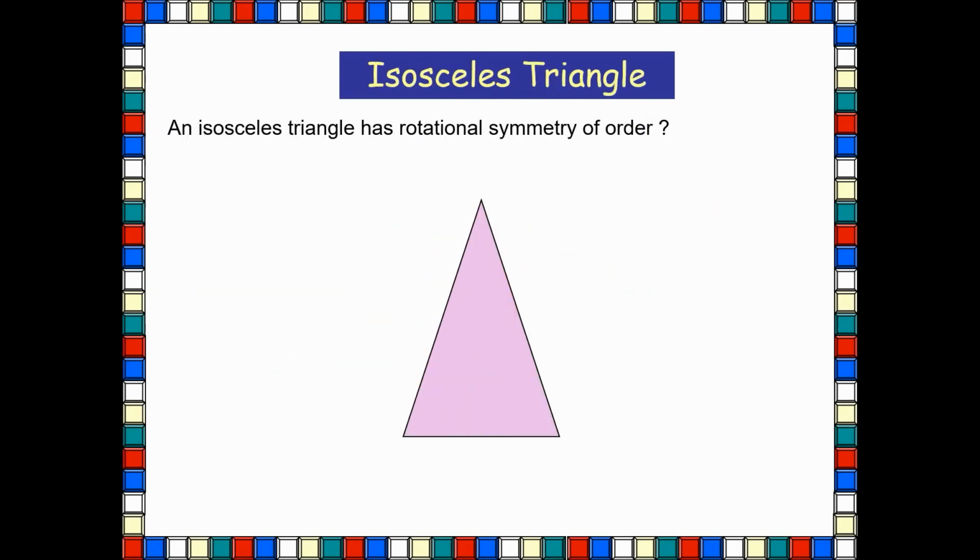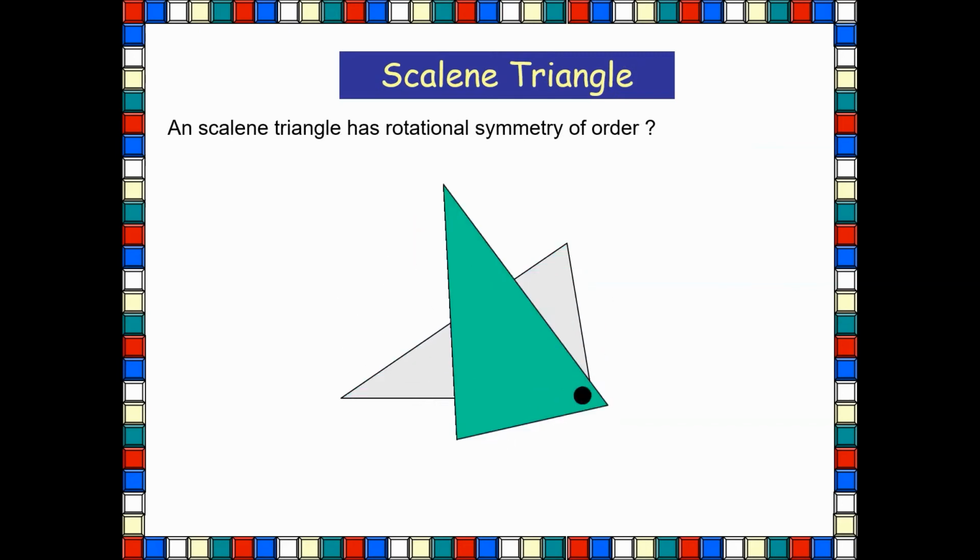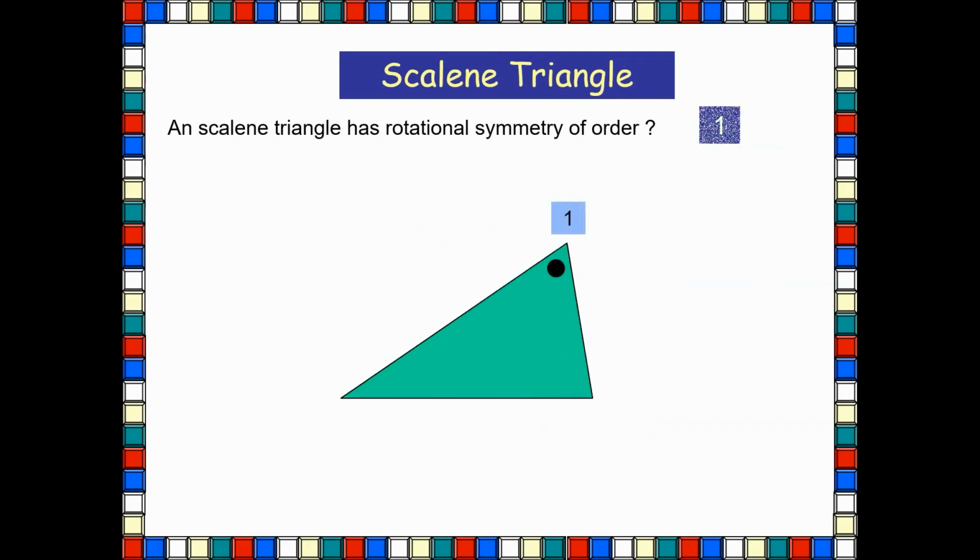Now, the isosceles triangle. Remember that an equilateral triangle had an order 3. What about an isosceles triangle? As you can see, it does not have rotational symmetry. So we say that it does not have rotational symmetry, but its order is order 1. A scalene triangle, again, like the isosceles triangle, does not have rotational symmetry, but it has order 1. We say that it has order 1.